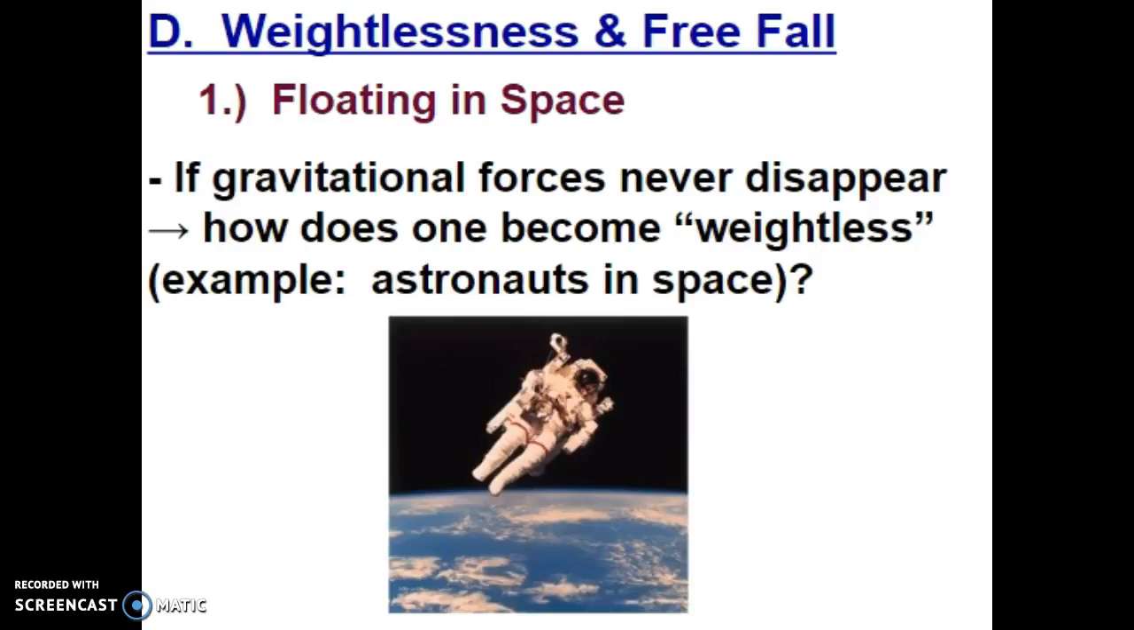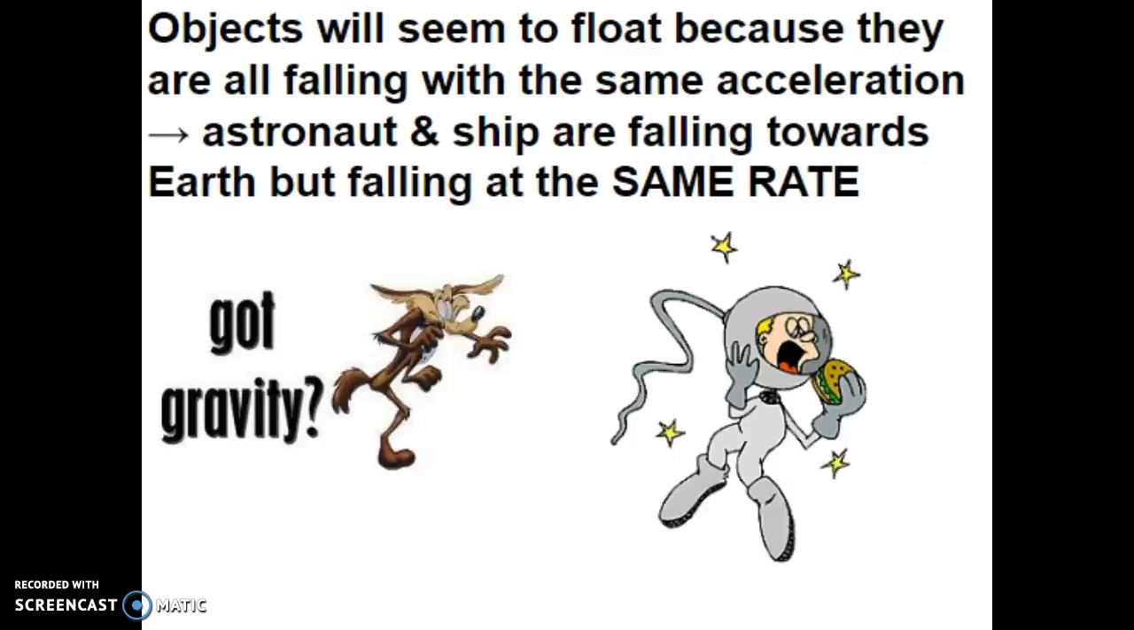So astronauts, for example, whether outside of the shuttle or the space station or inside, all of those objects seem to float because they're all falling with the same acceleration rate. Both the astronaut and the ship are falling towards the Earth, but they're falling at the same rate. So the astronaut would appear as though they're weightless. However, gravity is still acting on those objects. It's just that they're both falling at the same rate.